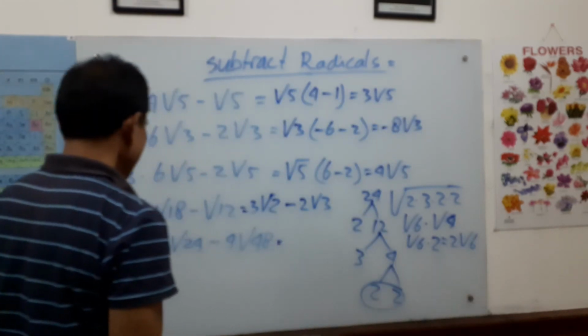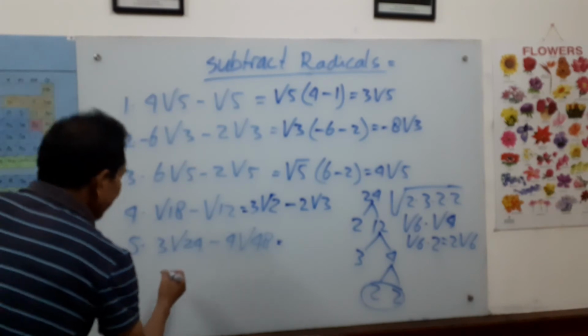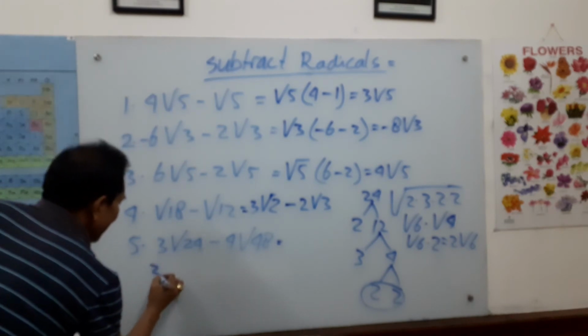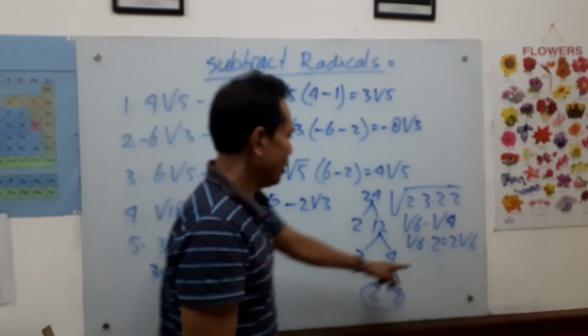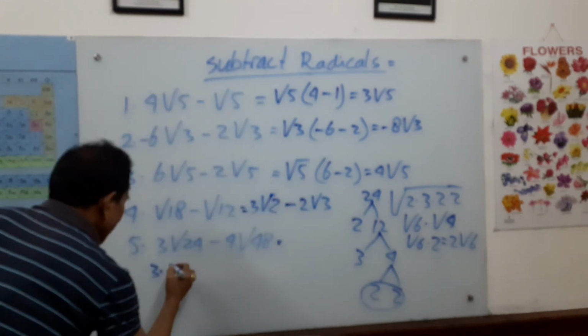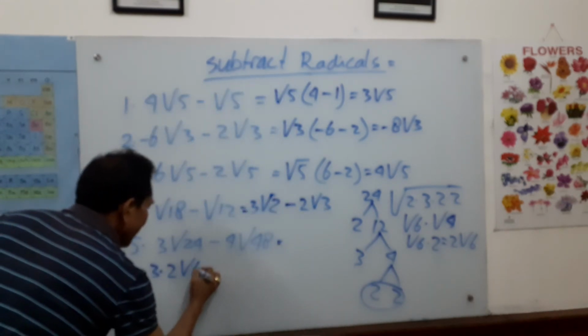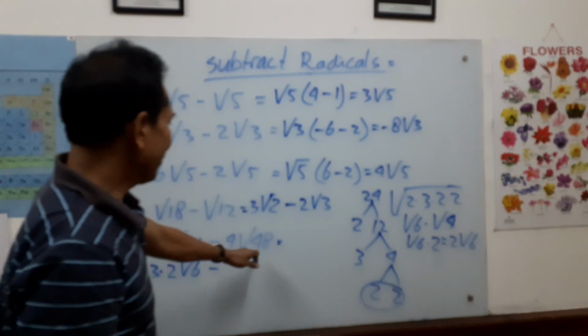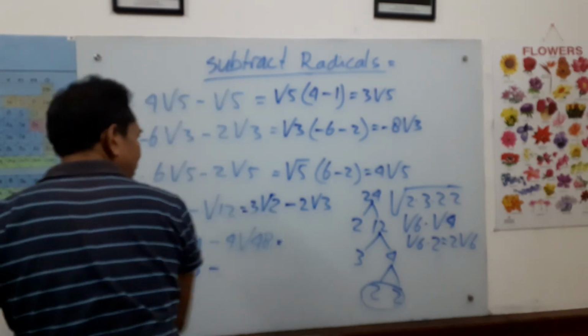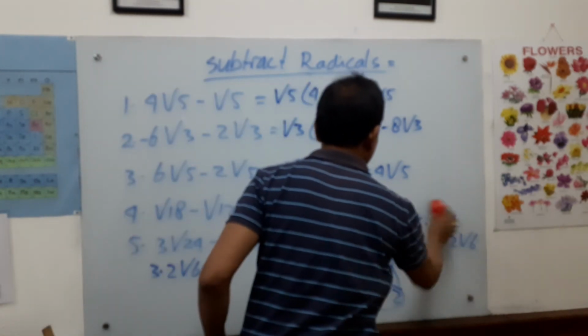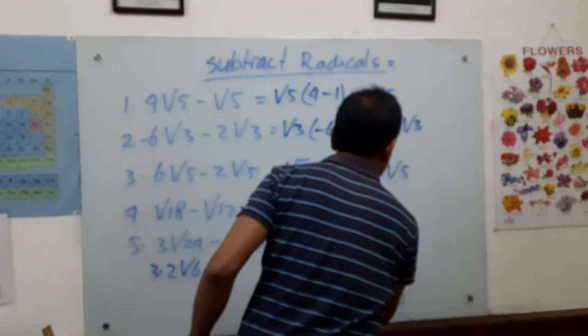Okay? So we bring here, we have 3 here. So 3 times 2 square root 6, okay? 2 square root 6 minus. Now we work on square root 48, okay? We work on square root 48.